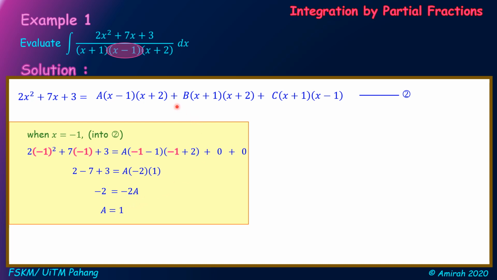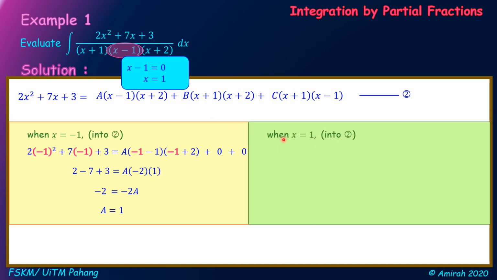To find constant b, we can equate the second denominator to 0, so we find the value of x. We equate the second denominator, which is x minus 1, to 0. Then we get x equals 1.